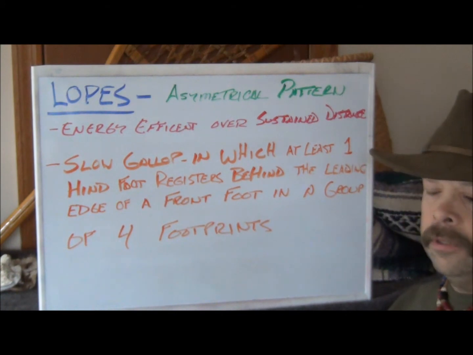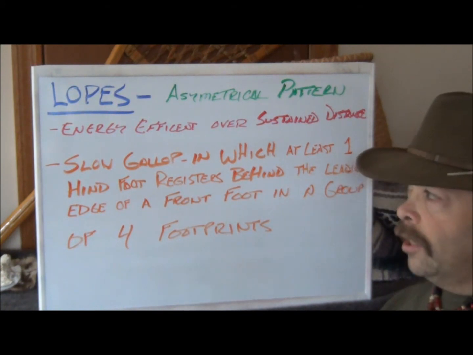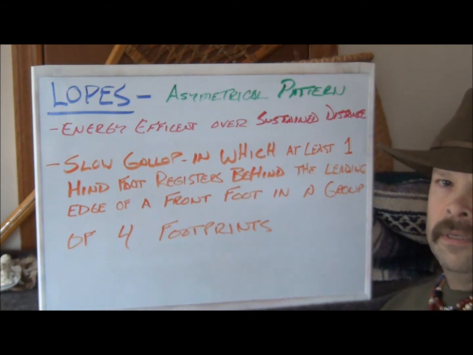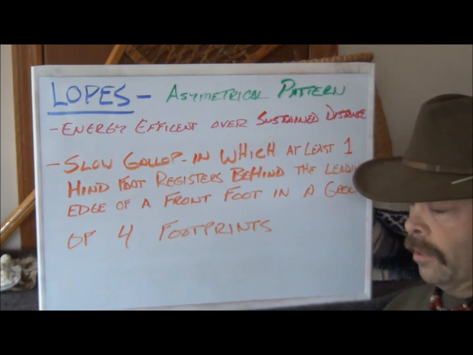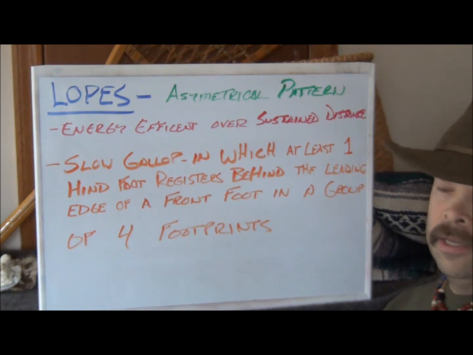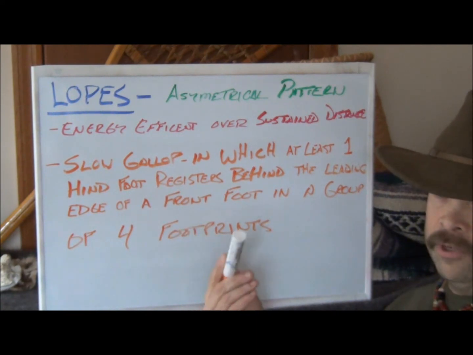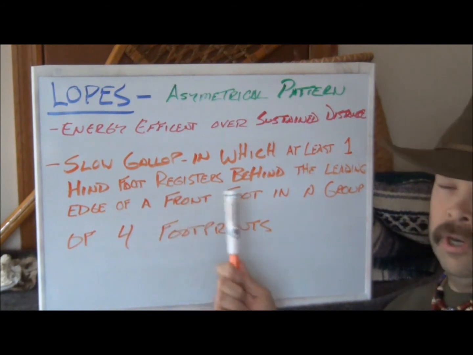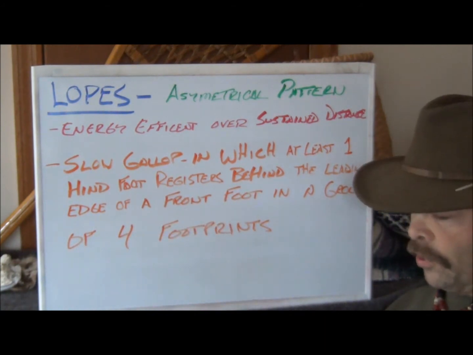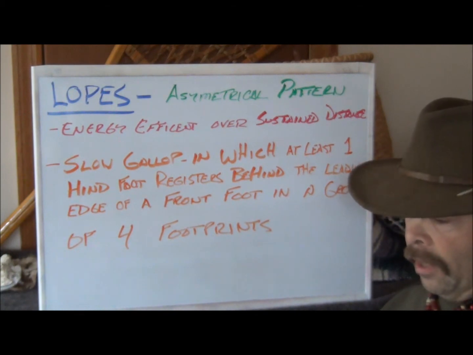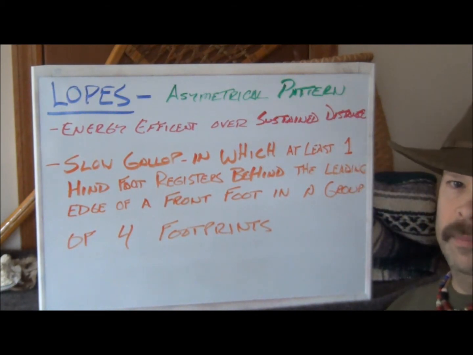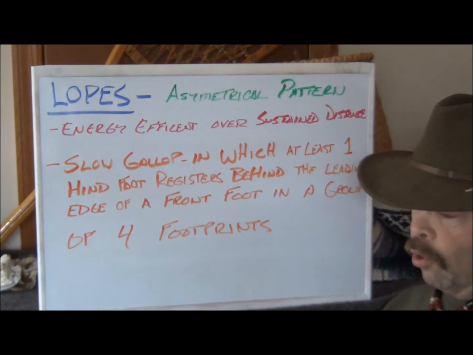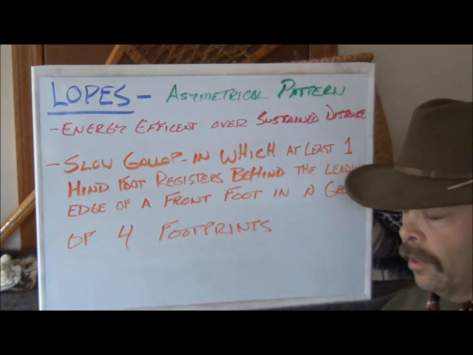But there is actually another series of gaits known as lopes that you have to be familiar with. And I had to bring you up to the fastest gait, which was the gallop, in order for you to understand what a lope is. A lope is a slow gallop, and it is asymmetrical in pattern. It's energy efficient over the course of distance for the animal.